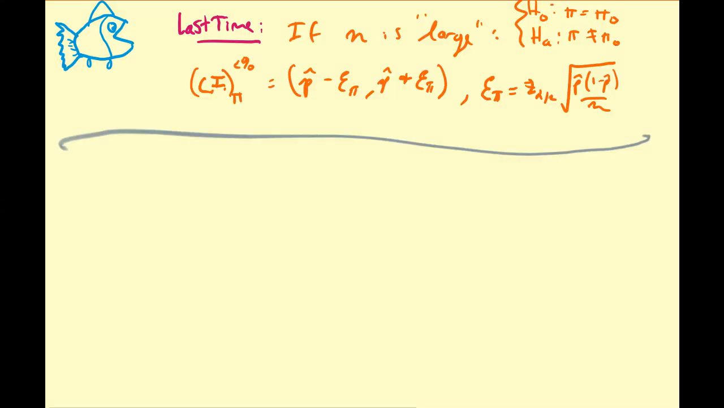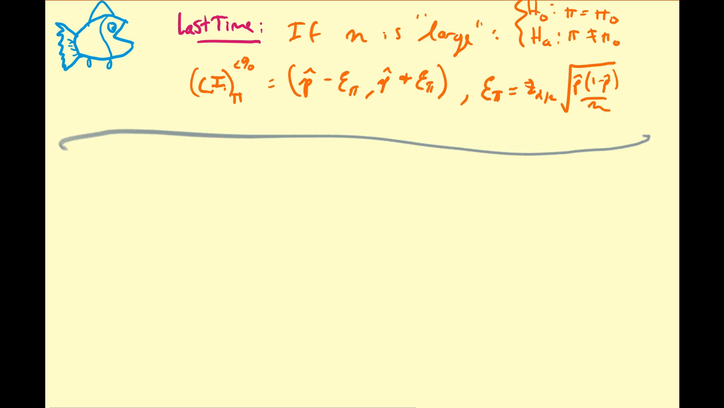Hello there. In this video, we're going to talk about, again, the confidence intervals for the population proportion. In the last video, we pretty much derived how to construct a confidence interval for the proportion. In this video, we're going to work through an example to demonstrate how one is constructed and how to interpret it.